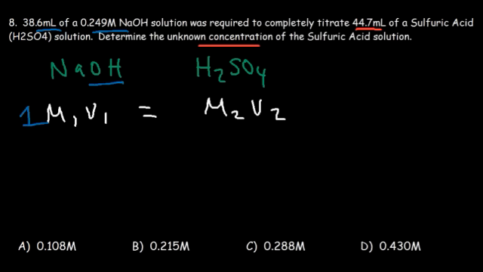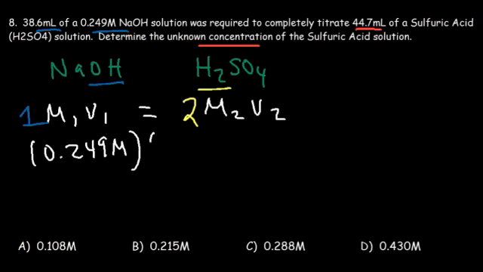And notice that H2SO4 has 2 protons, 2 hydrogens in it. So put a 2 in front of M2V2. If you do that, you're going to incorporate the molar ratio of this reaction, and you're going to get the right answer. Now, we're going to solve this problem two ways, using the equation and using dimensional analysis. So let's start with the equation first. So for molarity 1, for this to work, we have to use the molarity for NaOH, which is 0.249.